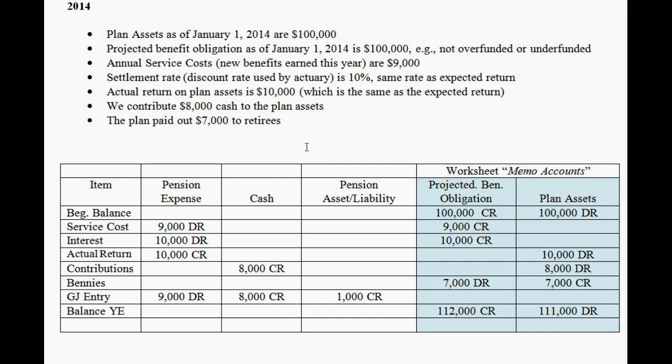All right, and so the cool thing about pension benefit accounting is if you understand the worksheet, you're 90% of the way there. I hope this helps.